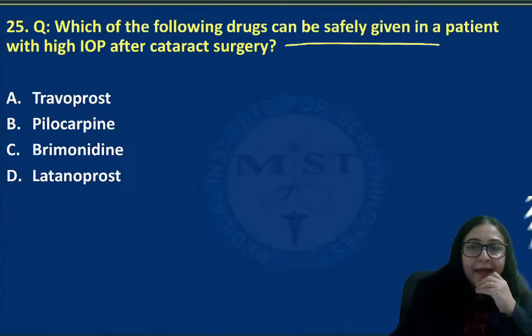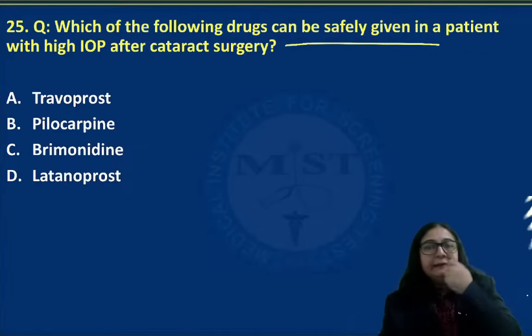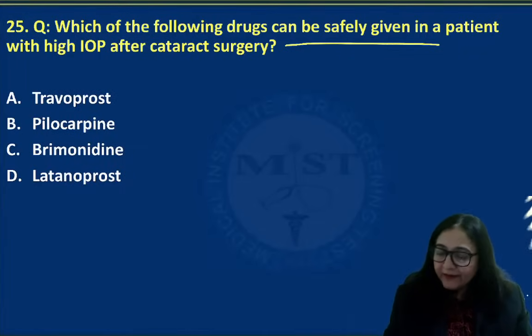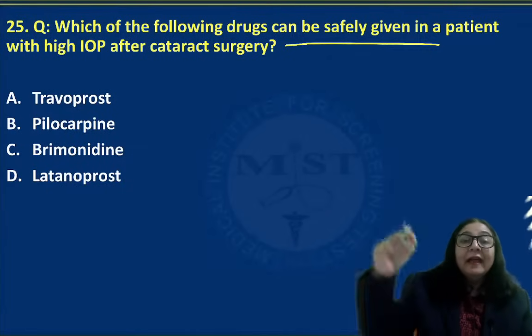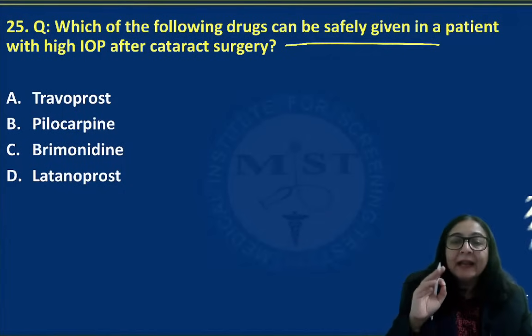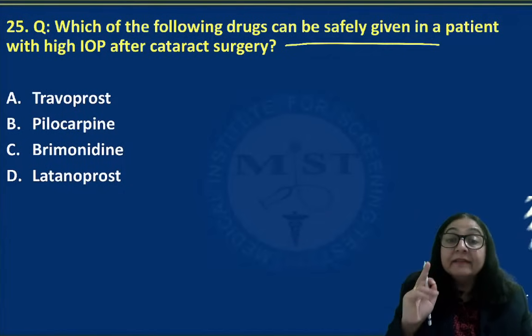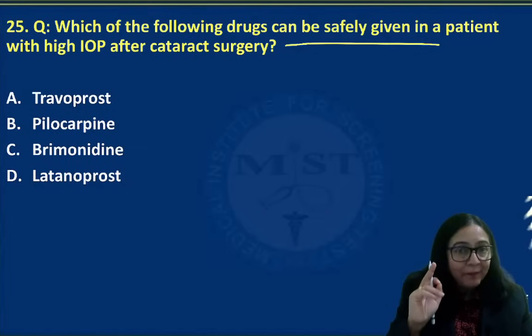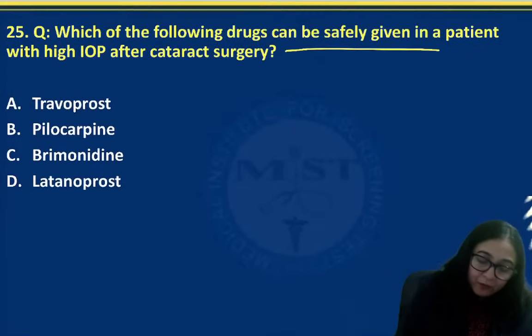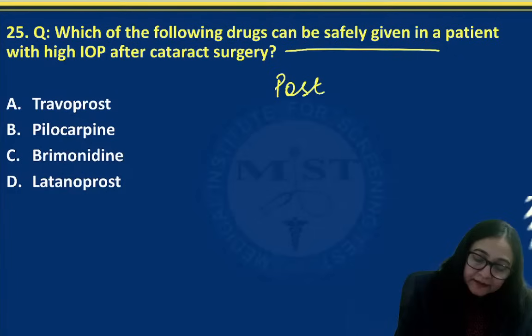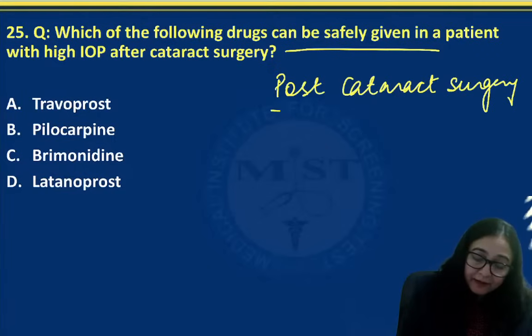What is the purpose of this question? After cataract surgery, there is some inflammation in the eye. And another risk factor which can occur in a patient after cataract surgery is the risk of cystoid macular edema. So post cataract surgery, what are the things you are keeping in mind? Patient has post-op inflammation.